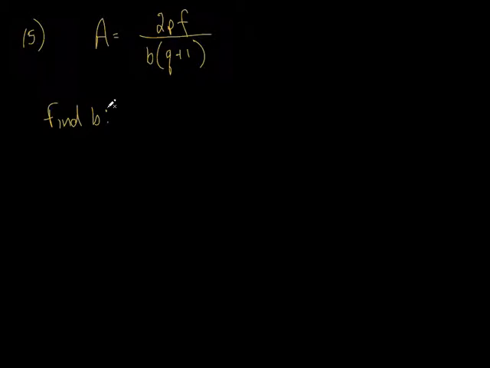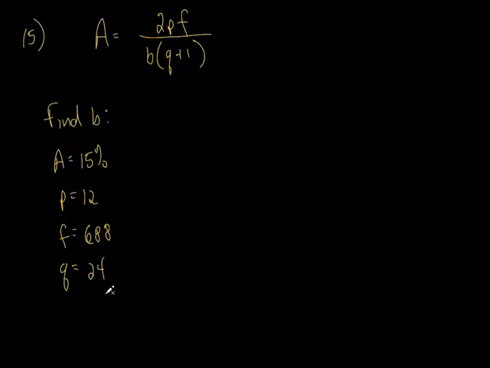I'm doing 15. They tell you that A is 15%. They tell you P is 12. They tell you F is 688. And they tell you Q is 24. You don't even have to know what this stuff stands for. They tell you everything up here, don't they? And you just have to solve for what?